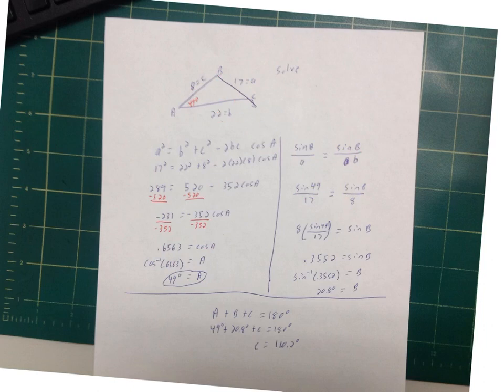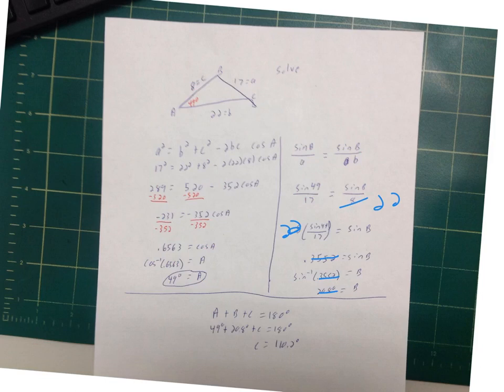Got a mistake here. That should be a 22 there. That should be a 22. And so that's going to make that off. Let me put that quickly into the calculator.